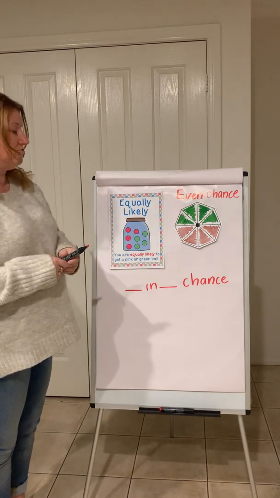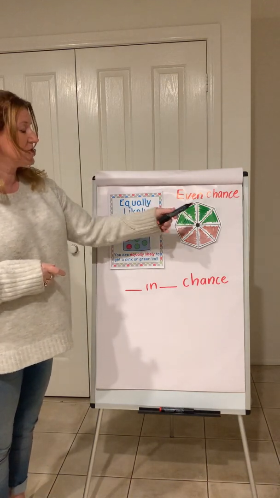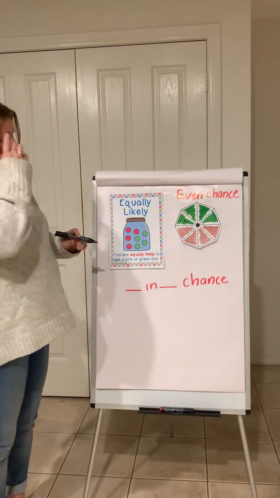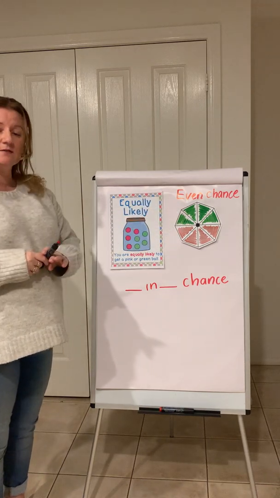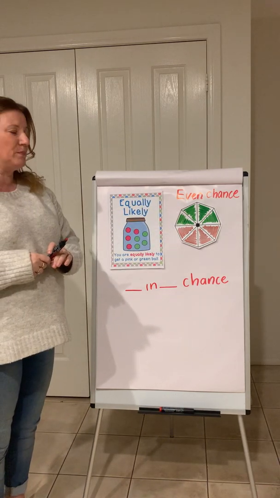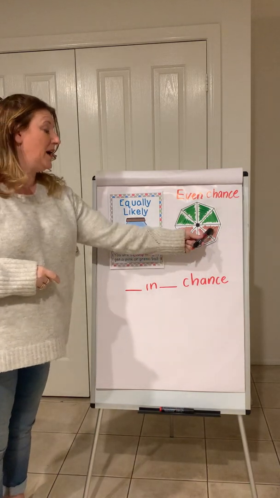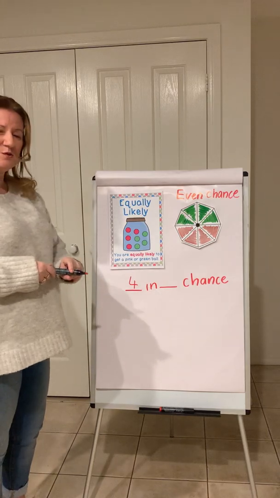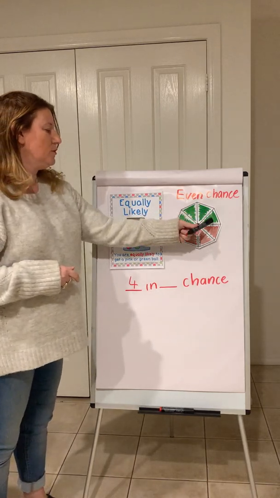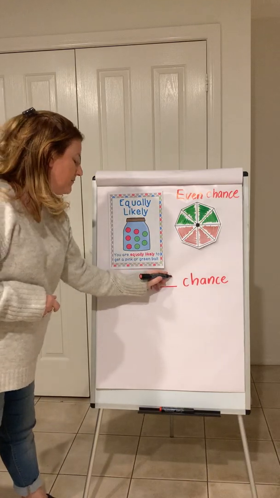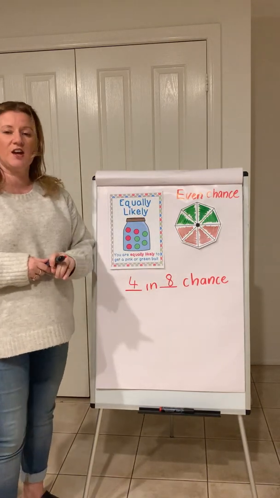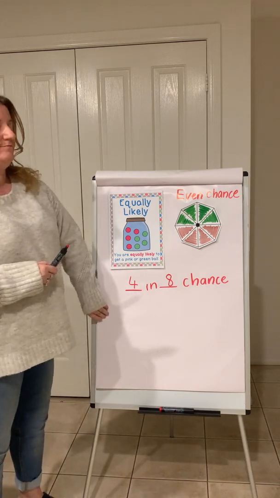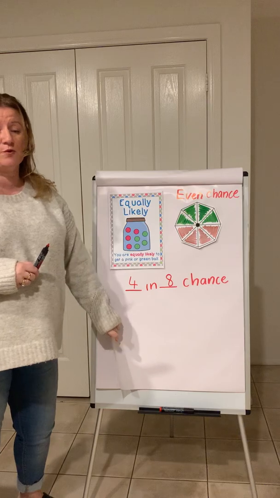Let's look at the spinner. As you can see, half of it's green, half of it's pink. That means that if I want to spin my spinner, what's my chance of landing on pink? Well, there are 4 parts. So there is a 4 in, how many parts altogether? 1, 2, 3, 4, 5, 6, 7, 8. There is a 4 in 8 chance of landing on a pink. There's also a 4 in 8 chance of landing on green as well.